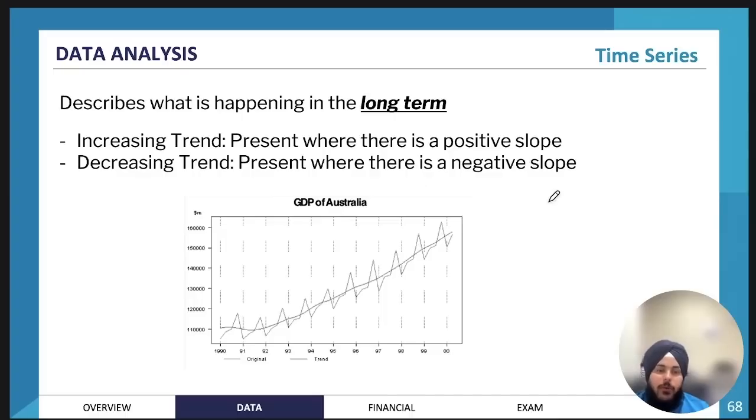So when we're describing trends in this time series plot, and it's called a time series plot because it's representing a distribution of values over time, we can have two different types of trends. We can have an increasing trend where the value has a positive slope, or we can have a decreasing trend where the value has a negative slope. So in this case, we have a positive, or increasing, trend.